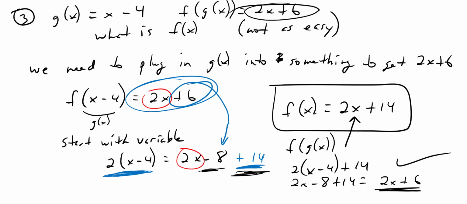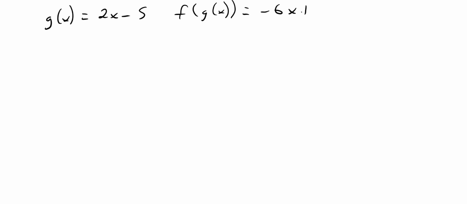Okay, so let's do one more example with this one, because I think this is the most difficult of all. So let me give you g of x is 2x minus 5, and f of g of x is equal to negative 6x plus 3. So remember, you're taking that 2x minus 5 and plugging it into something. So f of that 2x minus 5 has got to somehow give me negative 6x plus 3.